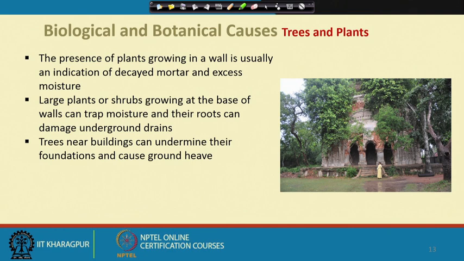And trees near the buildings can undermine their foundation and also cause ground heave, because when the trees spread a network under the surface, depending on the soil and where, it can cause a ground heave, which again puts a thrust on the structure.